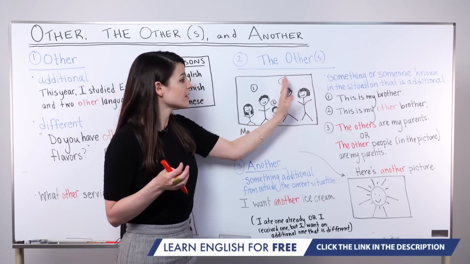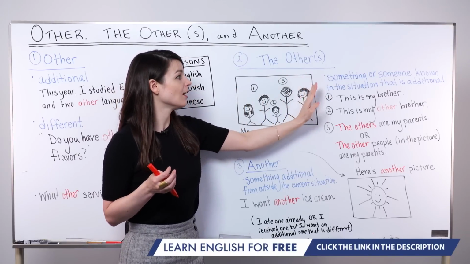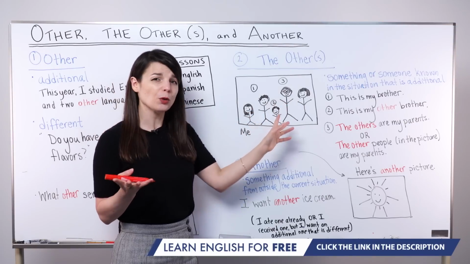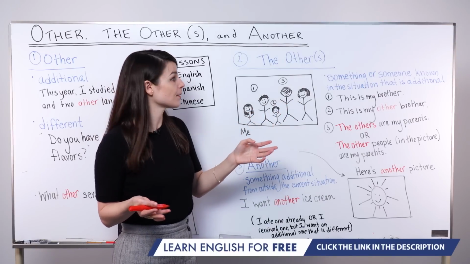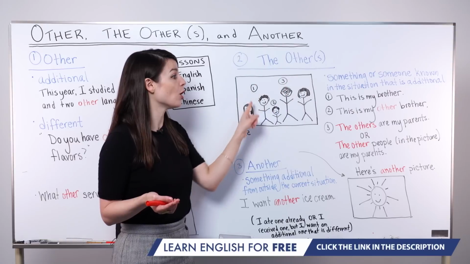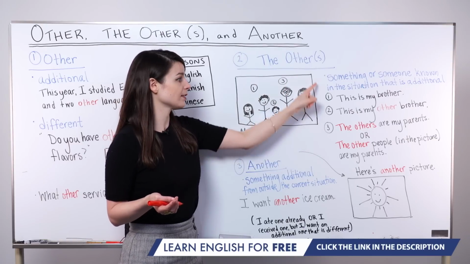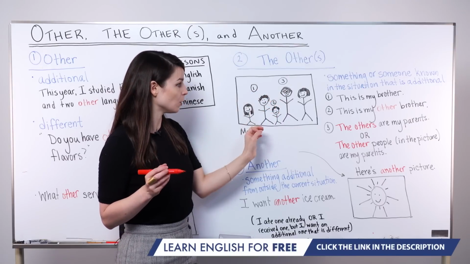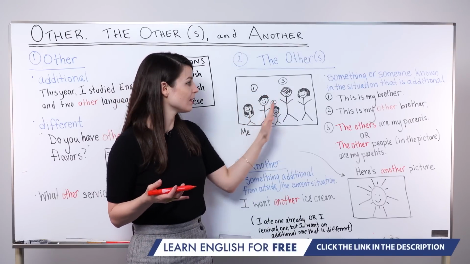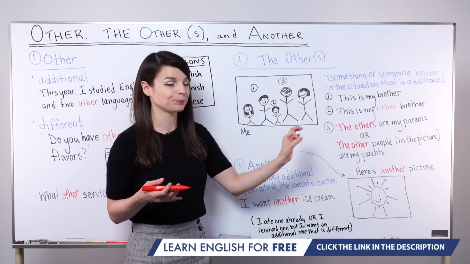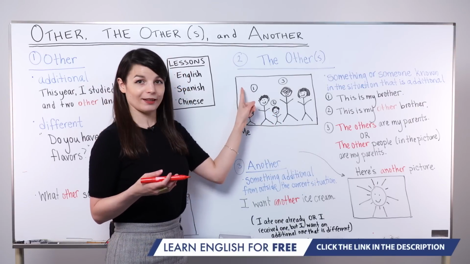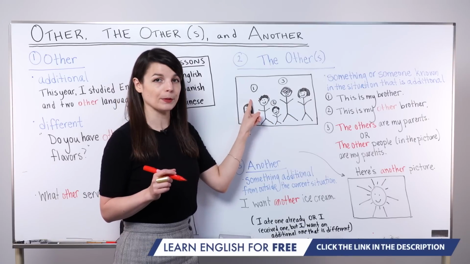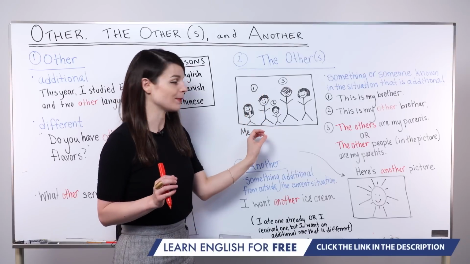And so all of these people in the picture are known. We can see these people in the picture, but we don't know their details yet. So someone or something known, in that case, we know these things, these people, and they're in the situation. It's all very clear. So how can we describe these people using the other? Let's begin with example sentence number 1 here. This is my brother. This is my brother, so no other here, just a simple statement.